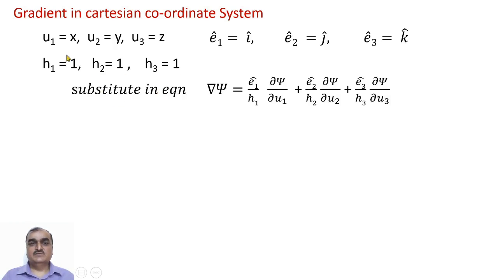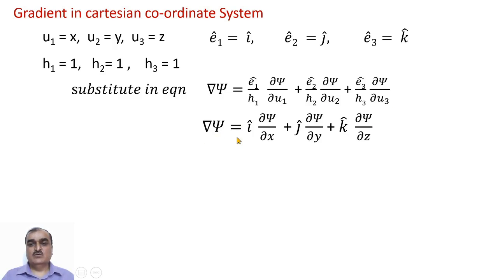If we substitute these values in the expression which we just derived, that e1 cap is equal to i cap, e2 cap is equal to j cap, e3 cap is equal to k cap, h1 is equal to 1, h2 is equal to 1, h3 is equal to 1, u1 is equal to x, u2 is equal to y, and u3 is equal to z, then we get del psi, that is, the gradient of psi, is equal to i cap delta psi by delta x plus j cap delta psi by delta y plus k cap delta psi by delta z. This is the expression of gradient in the Cartesian coordinate system.